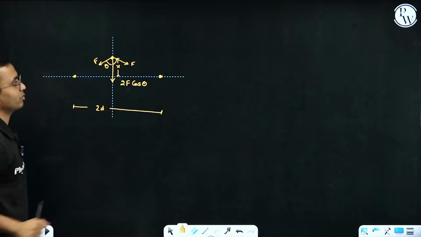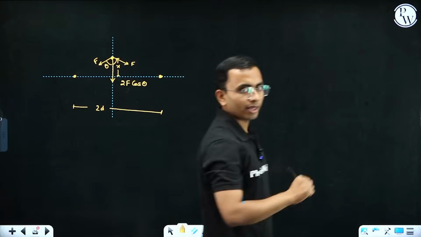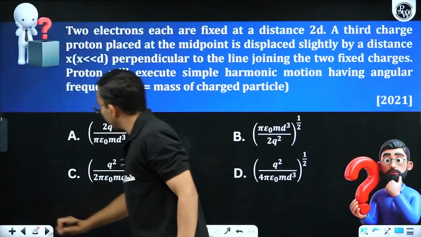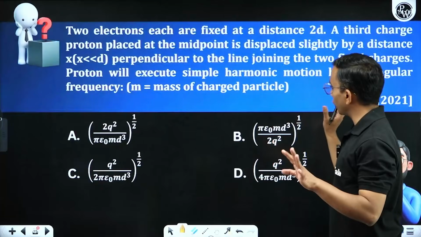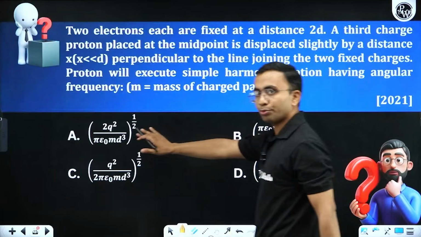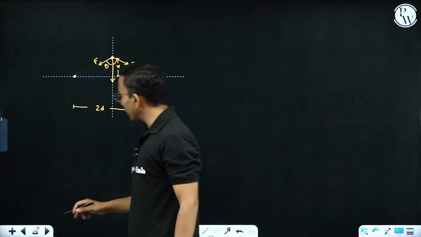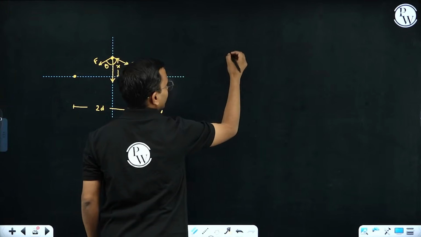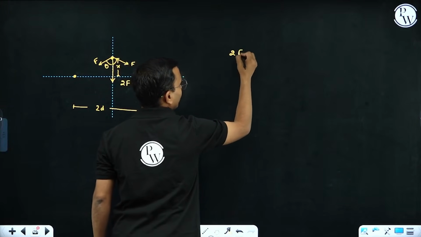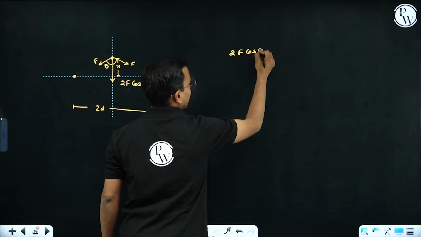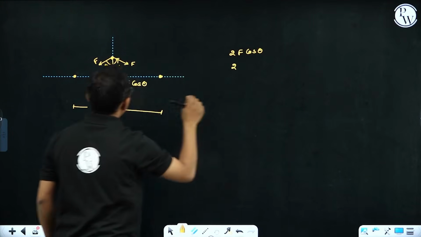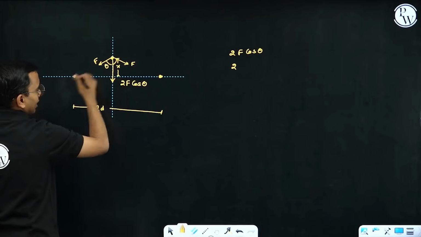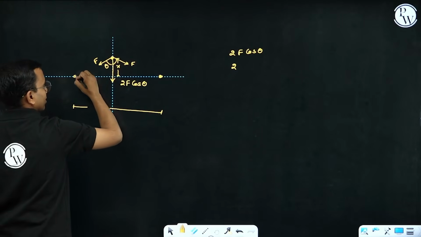This is basically my restoring force here. Here it is not mentioned what the charge is, but in the options it is given as q. So it means q is the charge of the electron and proton. So my restoring force is 2f cos theta. What is f? F is k q1 q2 divided by the distance square. What is this distance? This one.